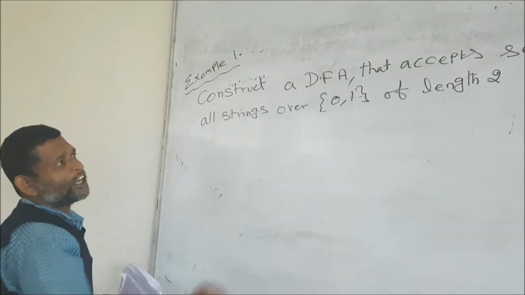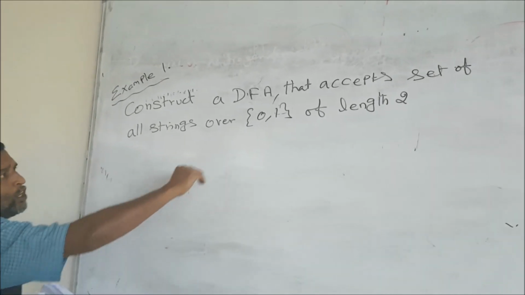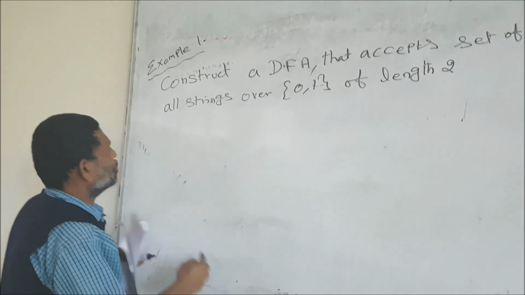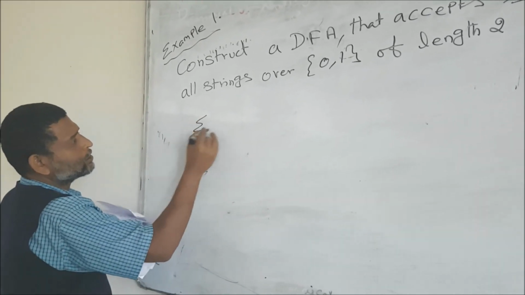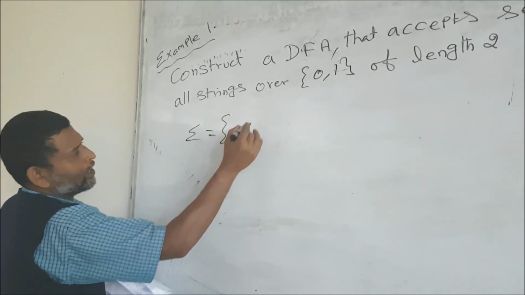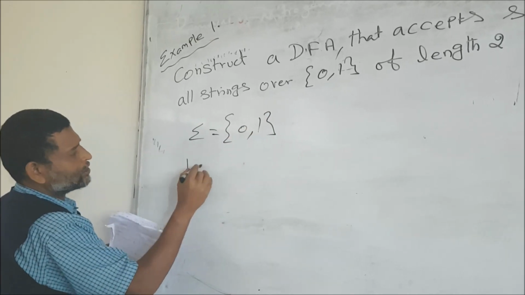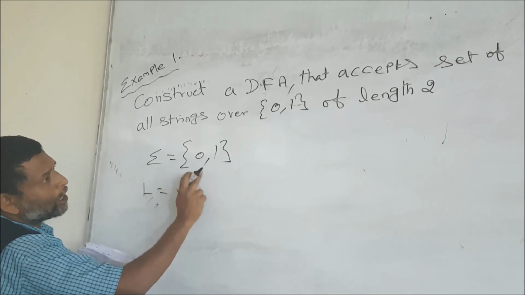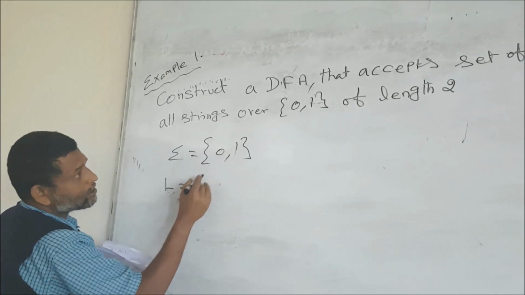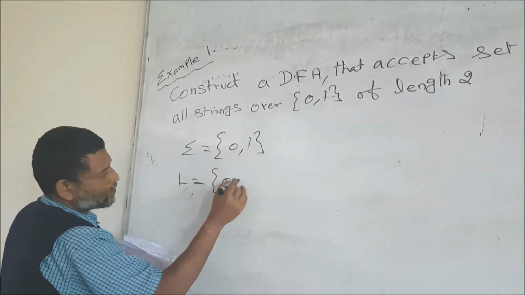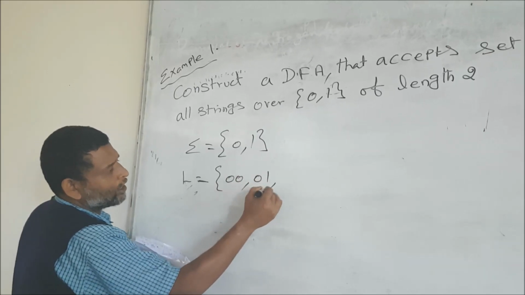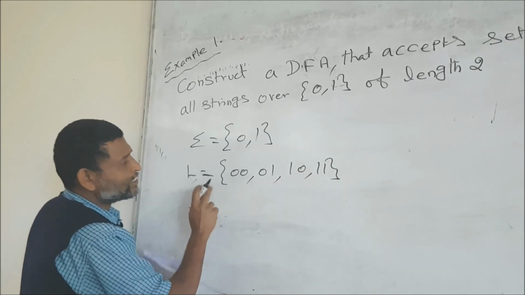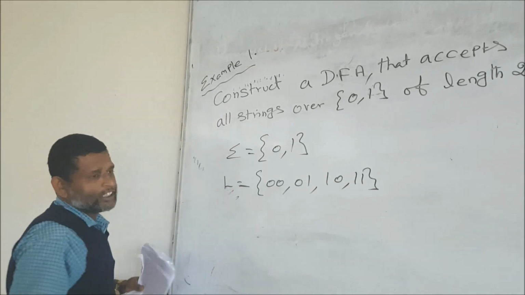Example 1: construct a DFA that accepts the set of all strings over 0, 1 of length 2. Here sigma, the input alphabet, is 0, 1. The language is the set of all strings over sigma with length 2: 00, 01, 10, and 11. This is the language accepted by this DFA.